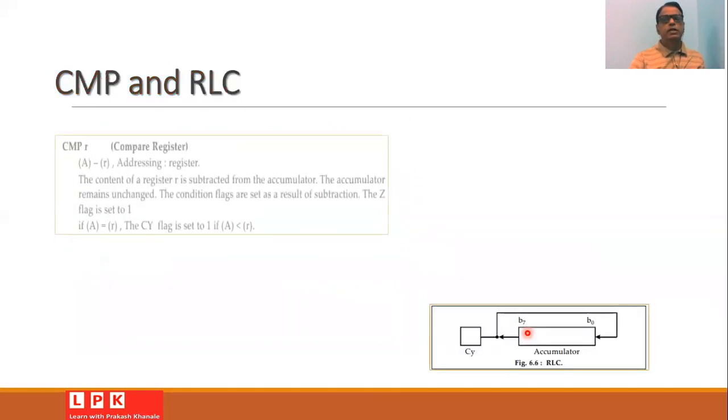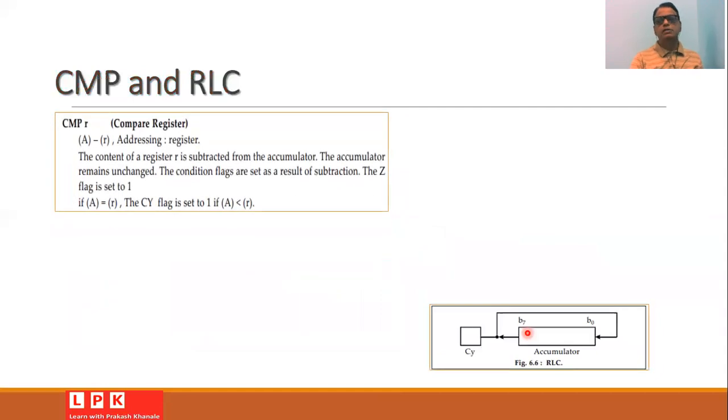Another instruction that is used for comparison is called the compare register instruction, written as CMP R, where the content of the register R is subtracted from the accumulator. Actually, comparison is done in the form of subtraction. The accumulator remains unchanged, and the condition flags are set as a result of the subtraction.